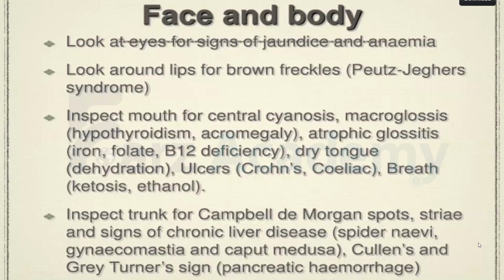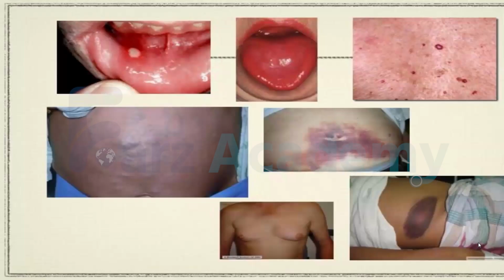You should inspect the trunk for café au lait spots, striae, and signs of chronic liver disease: spider naevi, gynecomastia, caput medusae, Cullen's and Grey Turner sign. The next slide will give you a quick idea about very classical findings like these in your tummy patient. Next slide. So you can see aphthous ulcers, you can see venous prominence, varicosity, severe glossitis. You can see the freckles. You can see the Cullen sign, Grey Turner, as well as gynecomastia. Next.